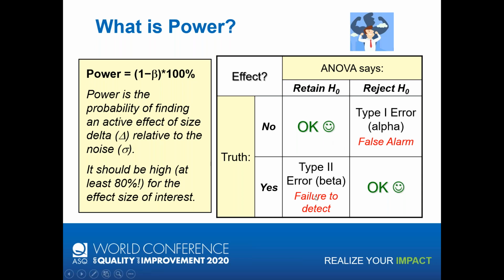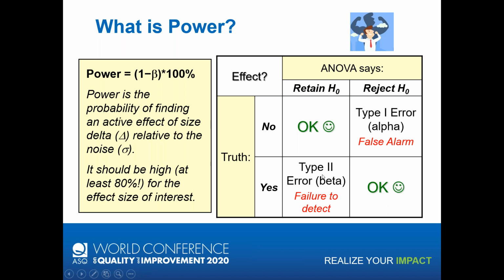But here's where we get into trouble. Sometimes the ANOVA says retain the null hypothesis. There's nothing here. And yet the truth is there really is something significant in the system. That is a failure to detect. That's a type 2 error, your beta risk. And that is one that we forget to look at. But that's really the function here.